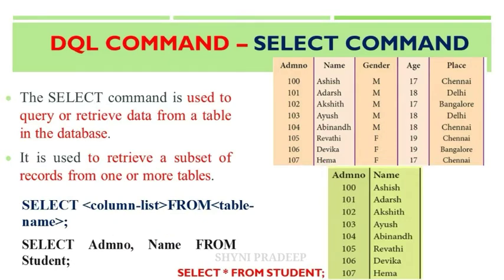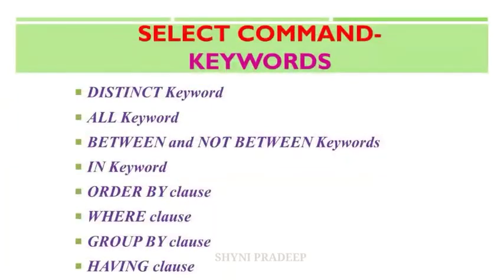If you want to view all the fields and rows of the table, you have to write like this: select star from student. All the rows and fields will be displayed like this. Next let us see keywords of the select command. Select command provides some keywords. What are they? Distinct keyword, all keyword, between and not between keyword, in keyword, order by clause, where clause, group by clause, and having clause. Let us discuss them one by one.